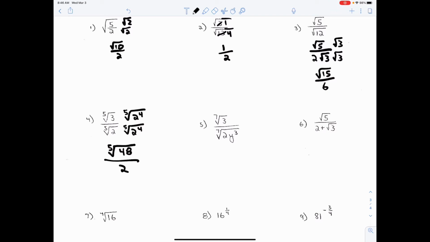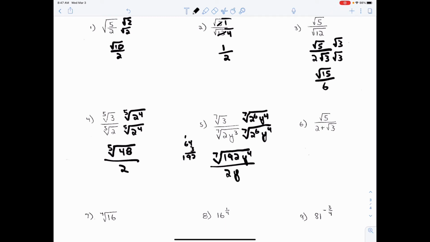Okay, how about this one? Okay, we're going to multiply top and bottom by the 7th root. It's now 2 to the 1st, so we need 2 to the 6th more. And y to the 3rd, we need a y to the 4th more. So we get the 7th root of 2 to the 6th times, that's 64 times 3. So it's going to be 12, 192, I believe. 192 y to the 4th all over 2y.